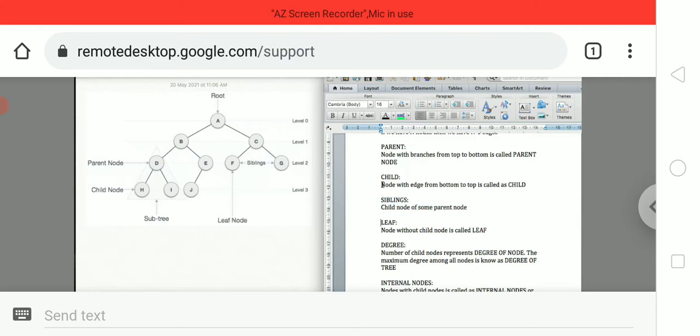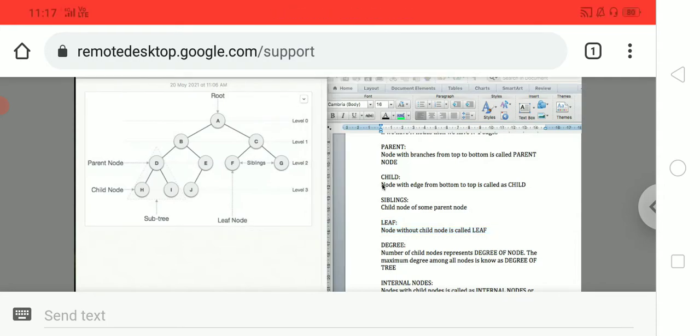Next, leaf. Node without child node is called leaf. So if a node doesn't have any child, it comes under leaf nodes. So in this example, H, I, J, F, G come under leaf nodes because they don't have any other child nodes.